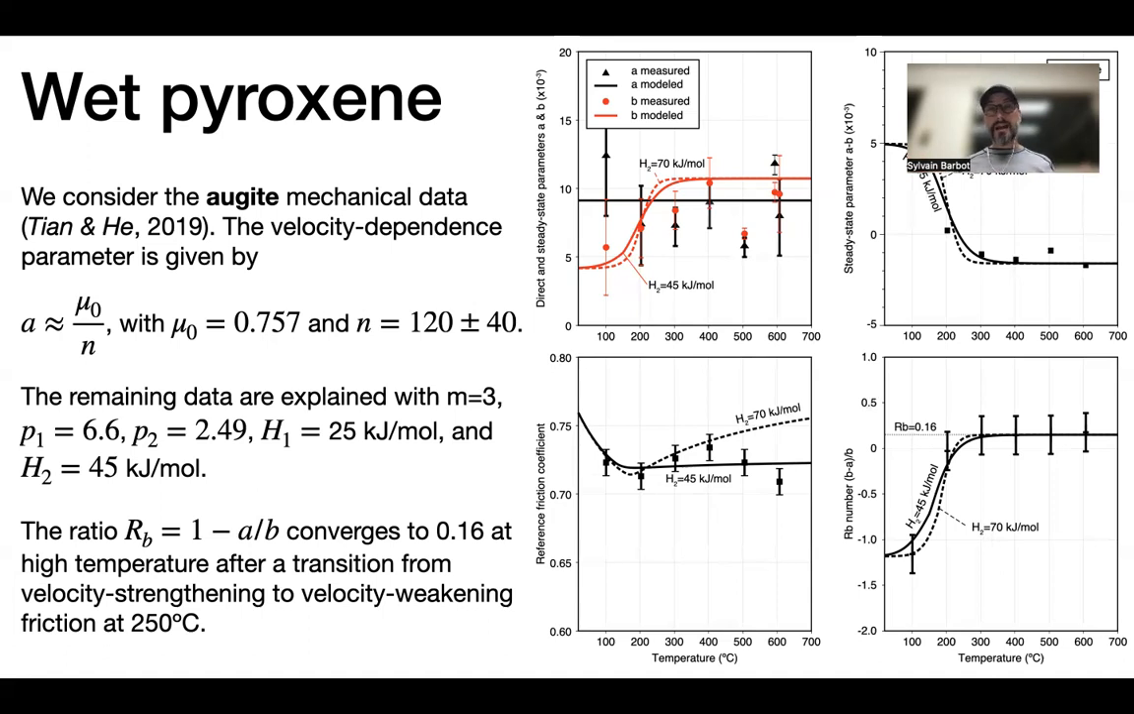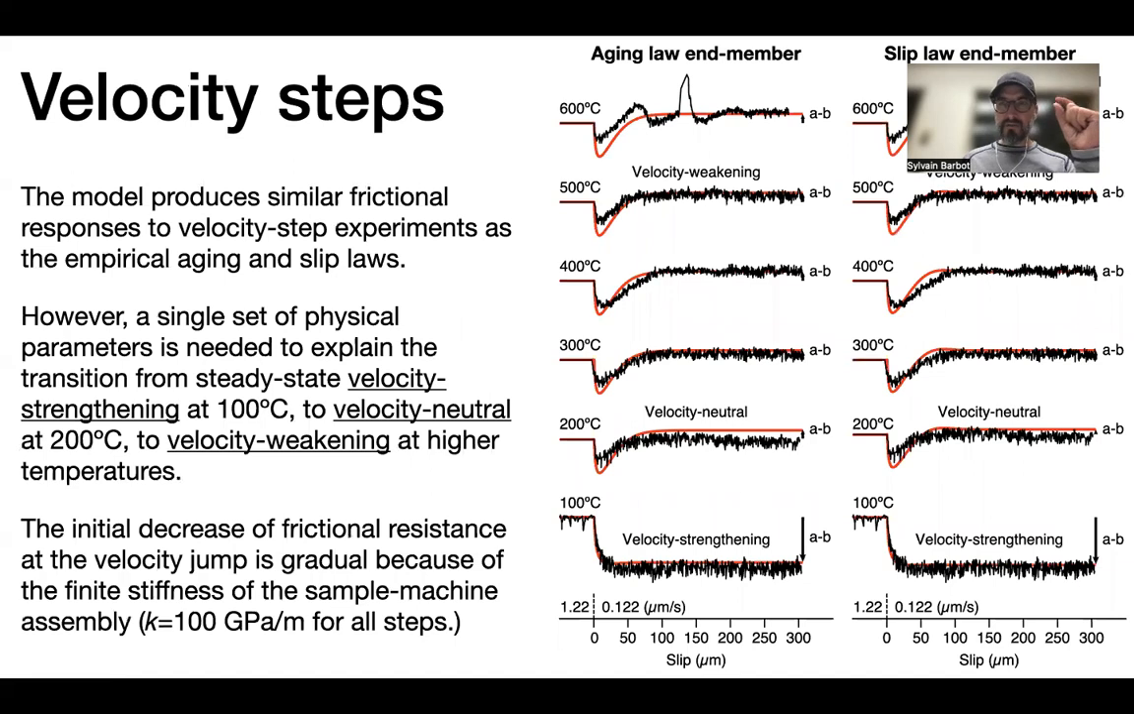And the transition of the A minus B, so the velocity dependent at steady state parameter, can be explained with two healing mechanisms with activation enthalpy or energies of 25 and 45 kilojoule per mole. So that induces a transition around 200 degrees where it's velocity neutral, and then it's pretty steady behavior for higher temperatures. So these are the fit parameters that explain laboratory data.